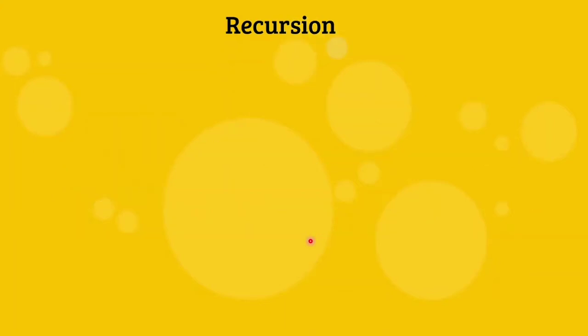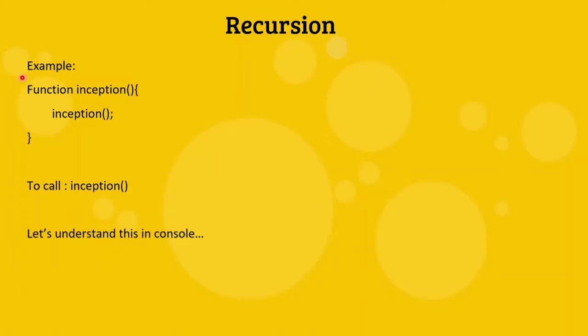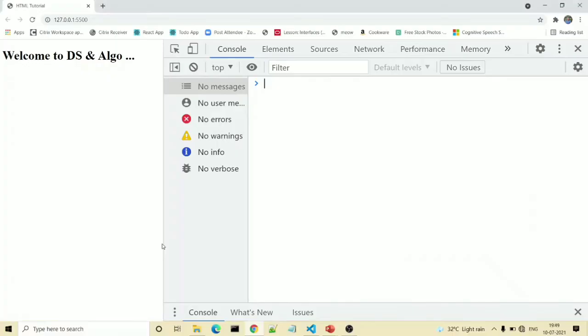So let's see. Here we have a function named inception. We are calling the function inside the function itself. And then if we execute this function, we fall into the stack overflow. Let's see this in a console.